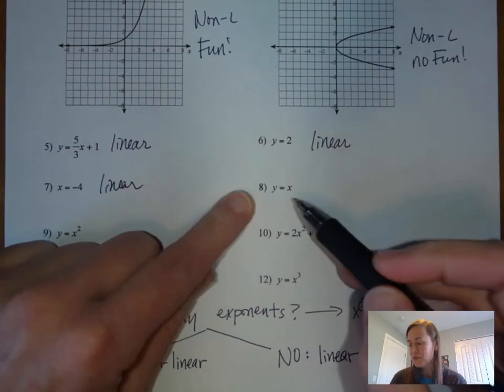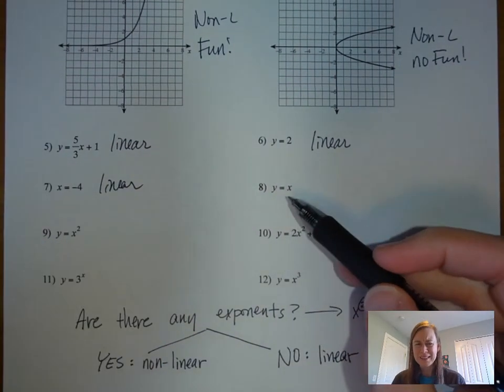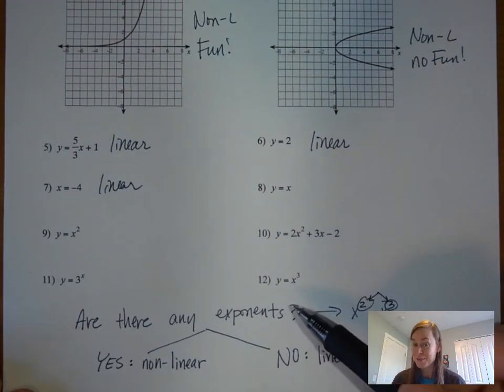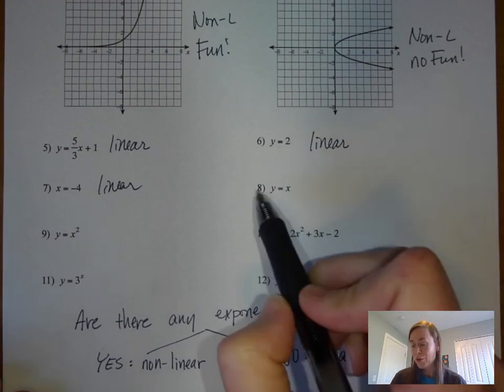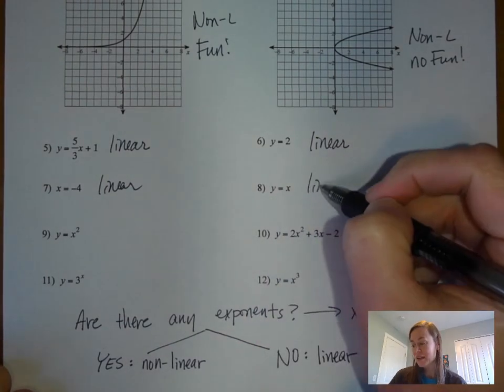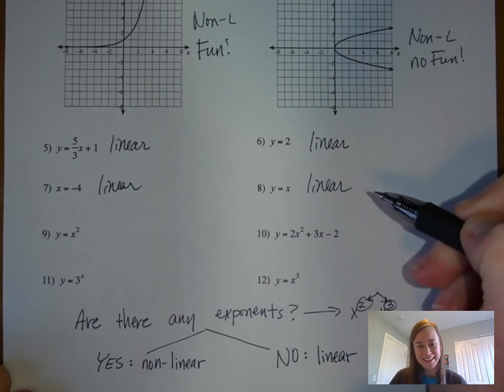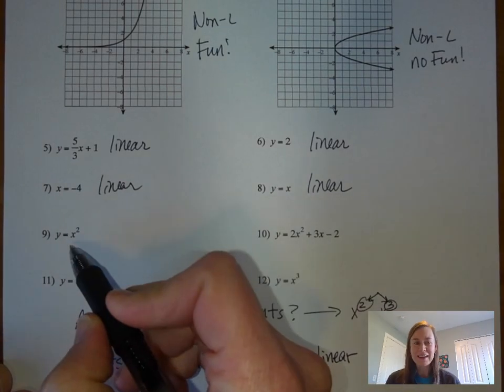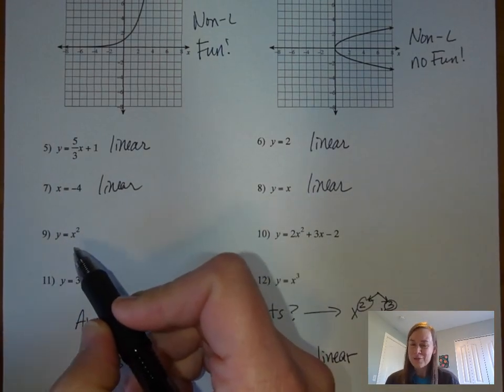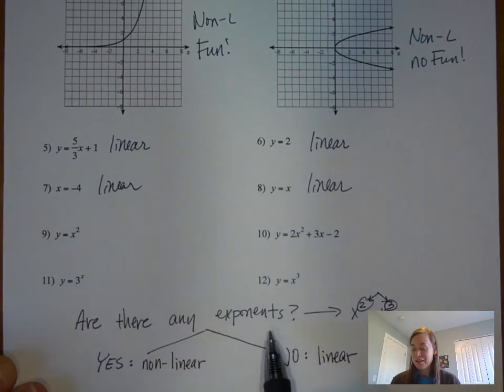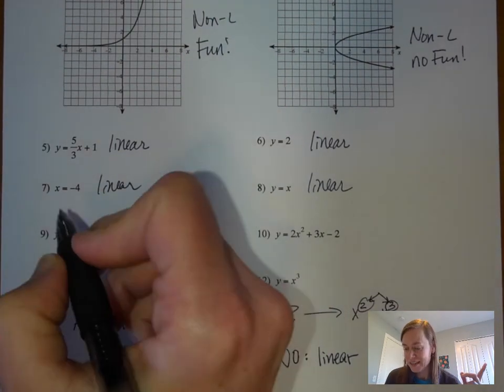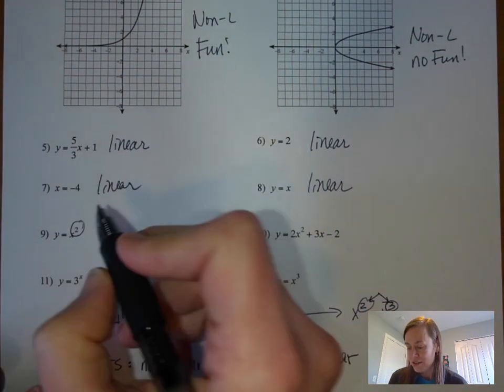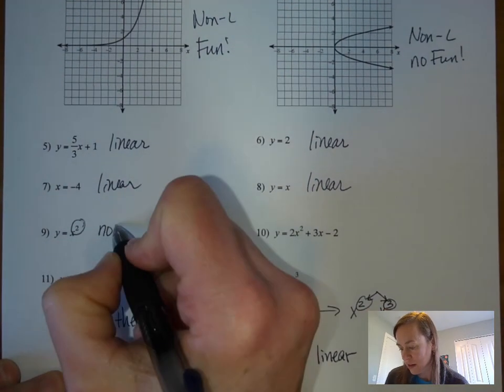All right, what about this one? It looks a little bit different, but are there any exponents? Nope, no exponents to be seen, so guess what? It is linear, good. Okay, what about over here? This is a different kind of graph. We haven't studied a whole lot. Are there any exponents? Yes, there's an exponent right here, right? So we know it is nonlinear.